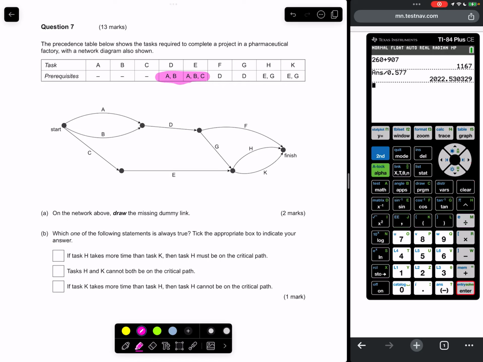A and B are shared by D and E, but E has C. So what is the rule? The dummy links come from the end of the shared prerequisites, which are A and B, to the start of the task with the other prerequisite, which is E. So the dummy link is going to come out of the end of A and B, and it's going to go to the start of E. Therefore, the dummy link will appear like that.